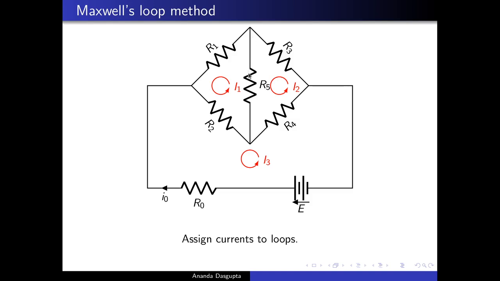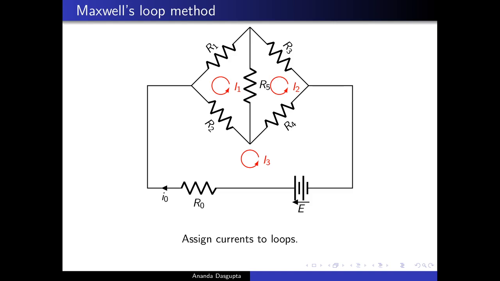But what about current through R5? Now here you have both currents I1 and I2 meeting at the same place. Notice that I1 is going up and I2 is going down at the same time. So current through R5 is really I1 minus I2. Okay. So once you take this into account, Kirchhoff's current laws, as you can easily check, are automatically satisfied.